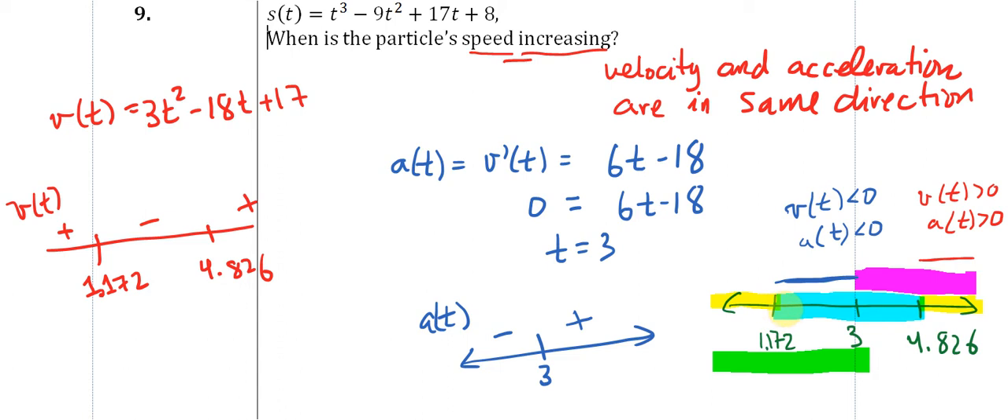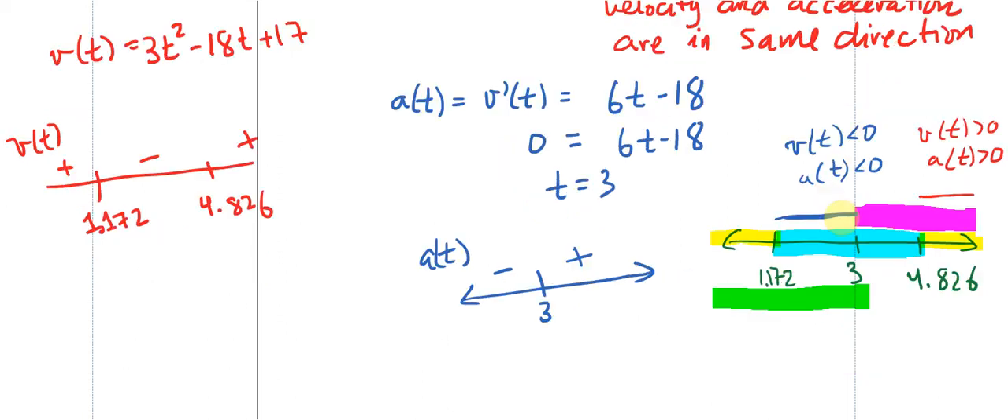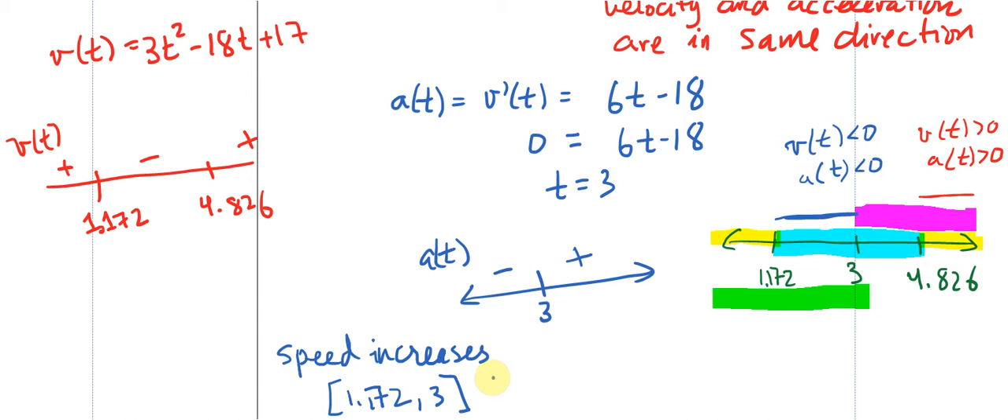So we have this block here from 1.172 to 3, and then from 4.826 onwards is where the speed increases: on the interval 1.172 to 3, union with 4.826 to positive infinity. During those moments is exactly when the velocity and the acceleration are both in the same direction.